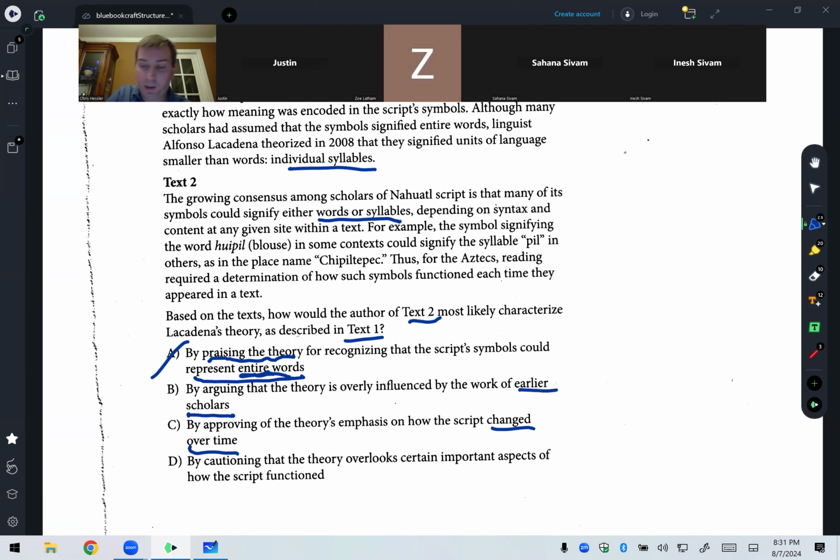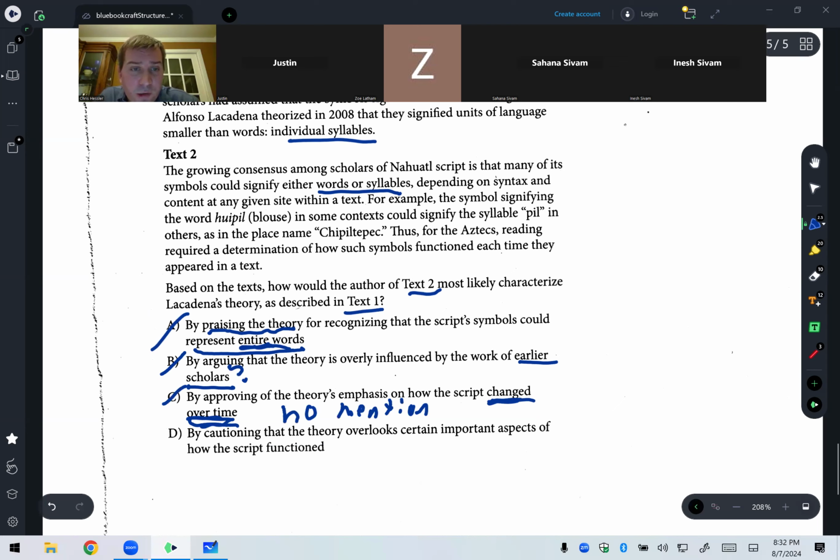So I'm going to cross off A. B, would the author of text 2 argue that the theory is overly influenced by the work of earlier scholars? What earlier scholars? I'm going to cross it off. C, by approving of the theory's emphasis on how the script changed over time. Do we have any indication of how the script changed over time? No, we do not. No mention of that.